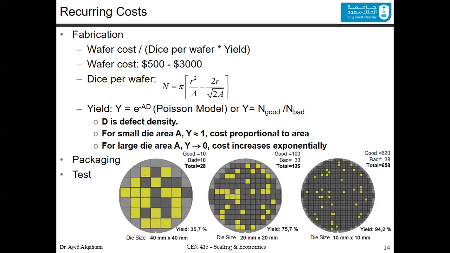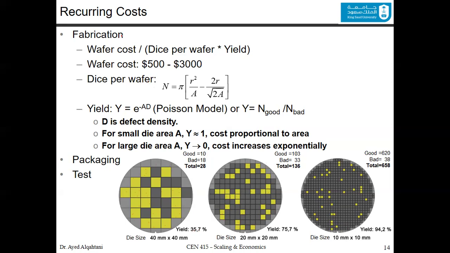And this one, since we have a smaller die size, now we have more good than bad. The good is 103 and the bad is 33, for a total of 136, which represents a yield of 75%. If you get an even smaller die size, and this is the recommended one, the good is 620 and the bad is 38 out of 658. And the yield here is a whopping 94% compared to only 35% if you use a bigger die size. So that's a good or best practice.